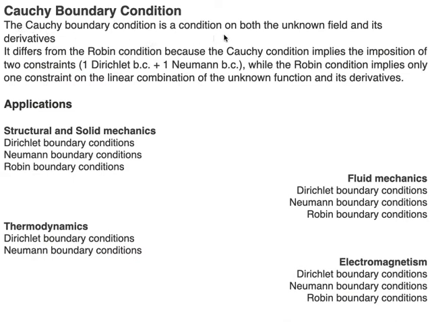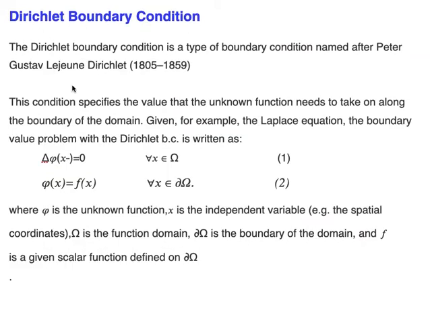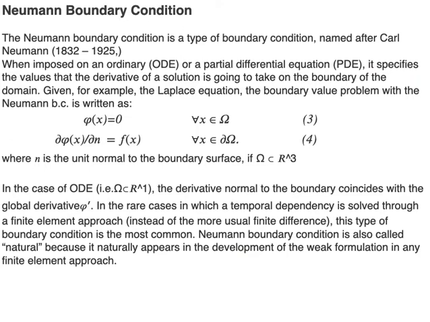If you see the Cauchy boundary condition, this is another one. The Cauchy boundary condition is a condition on both the unknown field and its derivatives. It differs from the Robin condition because the Cauchy condition implies the imposition of two constraints, one direct boundary condition plus a Neumann boundary condition, while the Robin condition implies only one constraint on the linear combination of the unknown function and its derivatives. That's why it is not a major kind. The Dirichlet boundary condition and Neumann boundary condition are the major kinds.